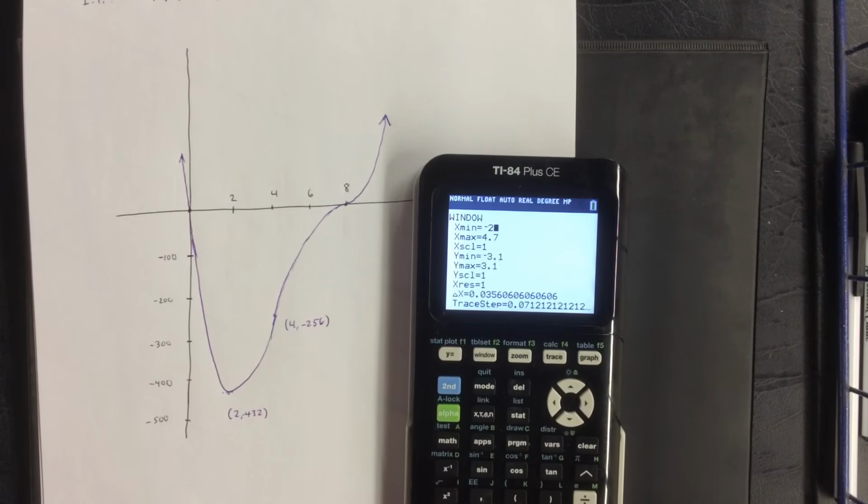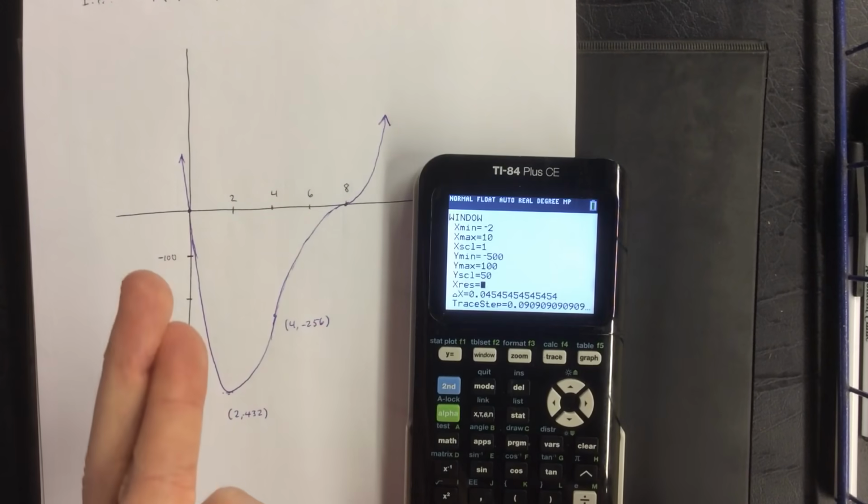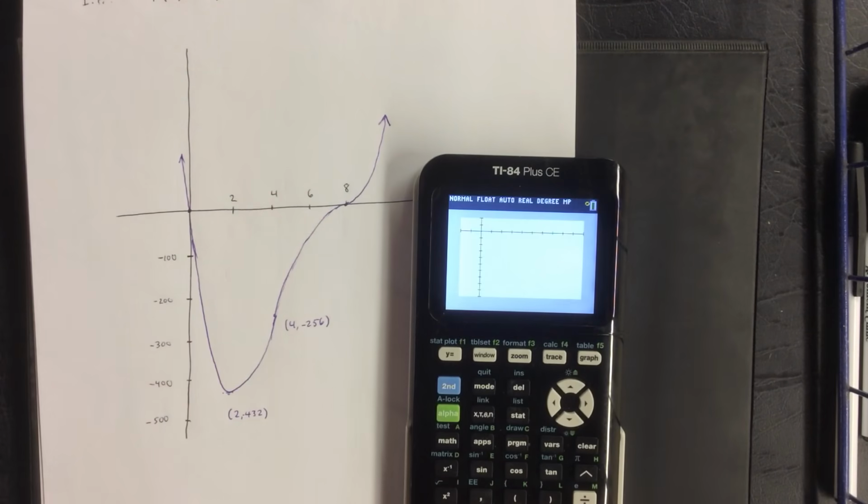Let's go from negative 2 all the way up to positive 10 in the x direction. And in the y direction, we went all the way down to negative 500. And we don't need to see a whole lot above the axis, so let's just go up to 100 for that. I'm also going to change the y-scale to 50 so that the marks aren't too incriminating. Here's the part where you cross your fingers really good and just hope against all hope that what you came up with just looks that good.